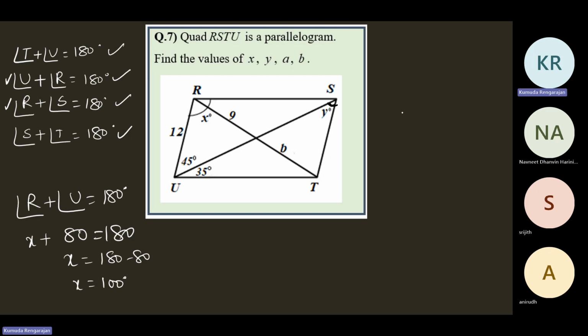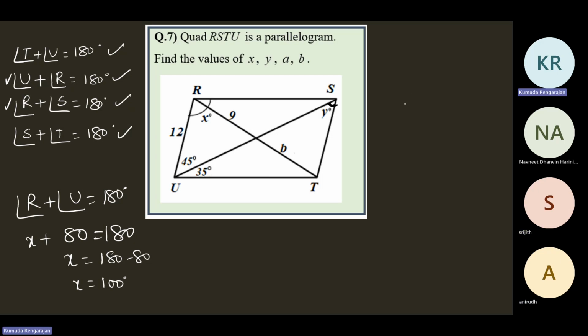You are mentioning all four, meaning both pairs of parallel lines. No, it's irrelevant. I'll tell you one thing.